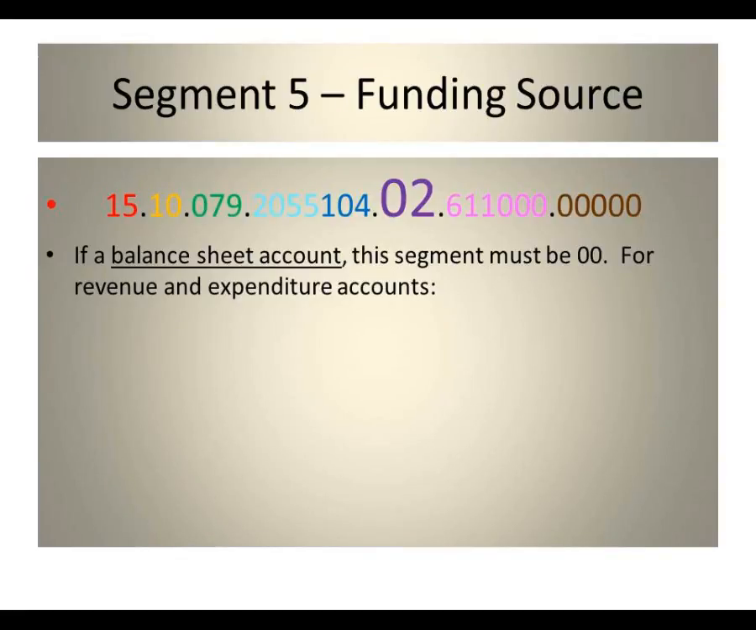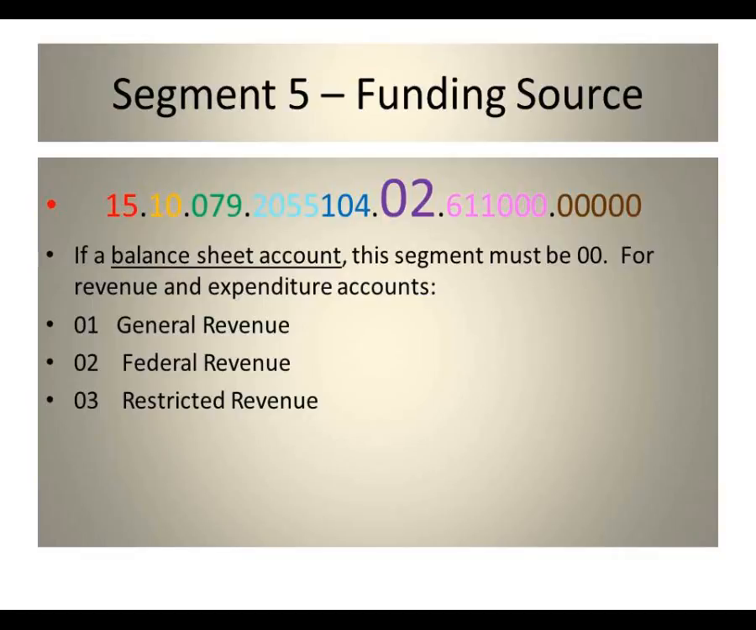If the complete RIFANS account number is that of an income statement account, that is, either a revenue or an expenditure account, then this segment must be one of the following: 01 for general revenue, 02 for federal revenue, 03 for restricted revenue, 05 for an operating transfer, 07 for debt, or 09 for other funds. In our example, the number 02 indicates that this is a federal revenue account.